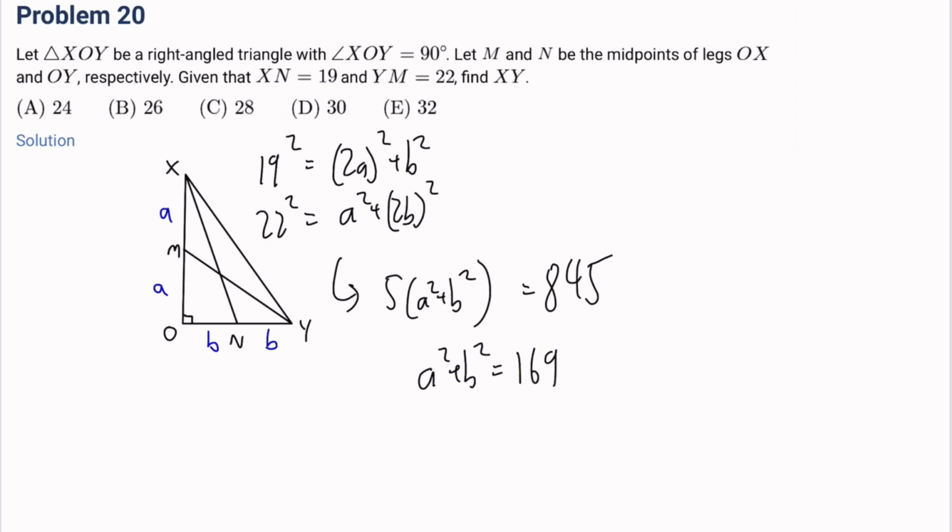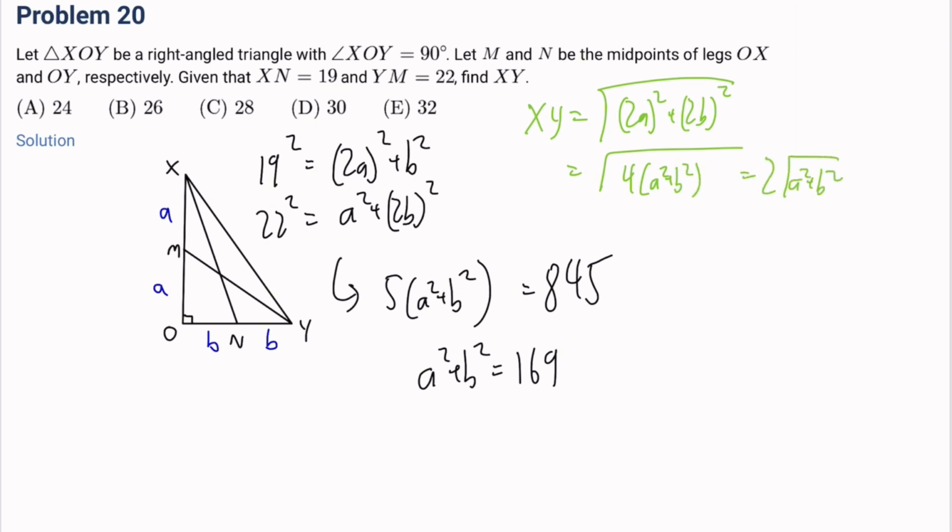And now we want XY. For XY, we can just look at this full right triangle, right? So XY equals the square root of 2A squared plus 2B squared. This is root 4 times A squared plus B squared. This is 2 root A squared plus B squared, right? So this is 2 root 169. This is 2 times root 13 squared, which is 2 times 13. So this is 26. So 26 is the answer.